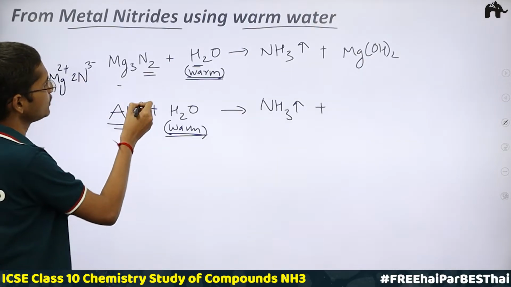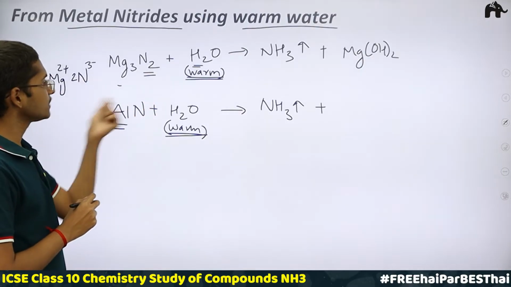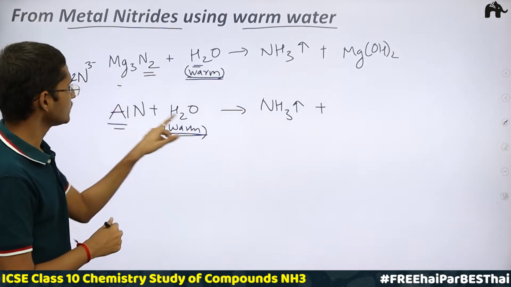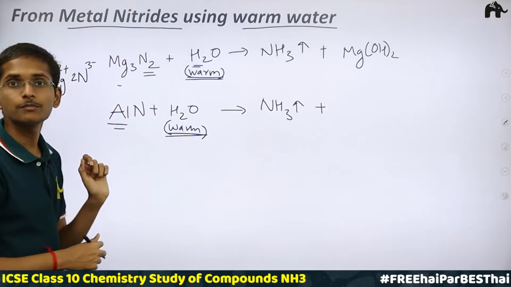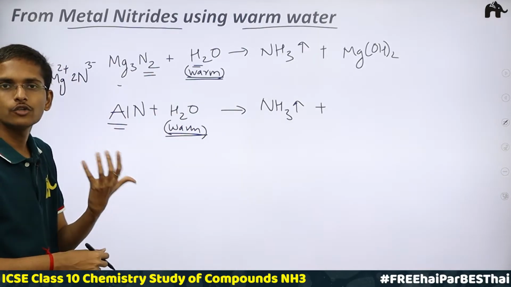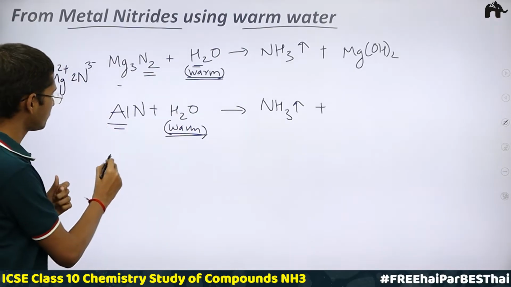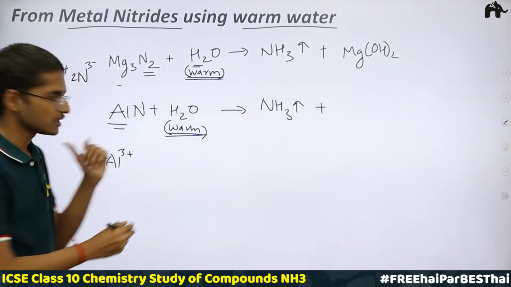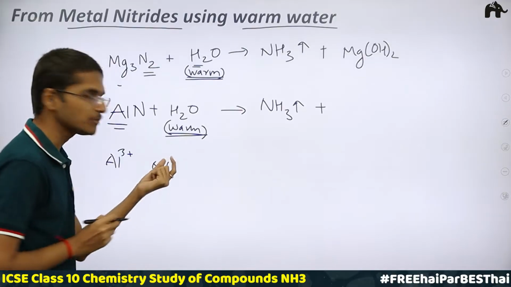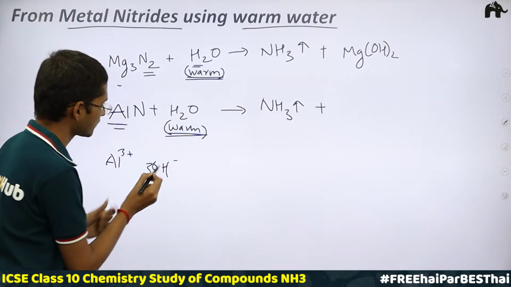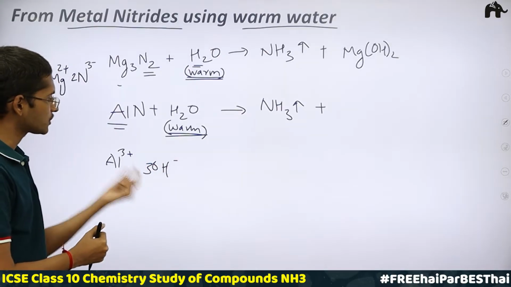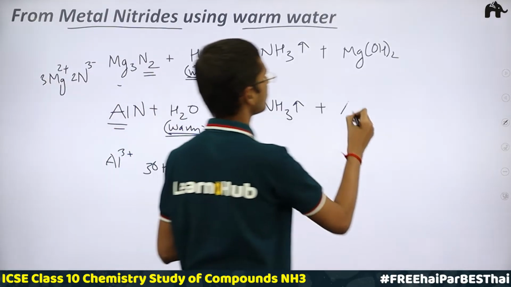Here, aluminium nitride, because nitride is 3 minus and aluminium is 3 plus, is fine. Then what is forming? Ammonia is forming, and then aluminium hydroxide would be formed. So what would be the formula for aluminium hydroxide? Aluminium here is in 3 plus charge. So 3 plus would require 3 minus. One OH has only 1 minus, so I would require 3 OH minus. So 3 plus, 3 minus. So Al(OH) thrice. In this way you have to write the compound's formula.